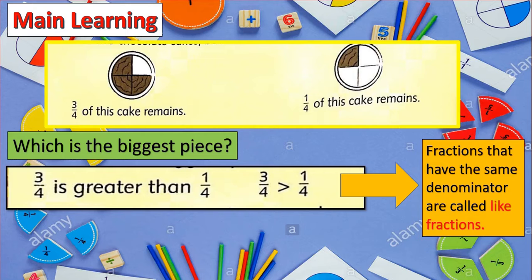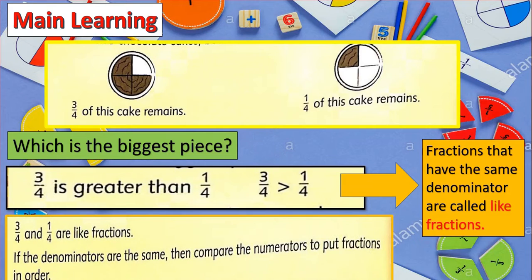So fractions that have the same denominator are called like fractions. 3/4 and 1/4 are like fractions. If the denominators are the same, then compare the numerators to put fractions in order.